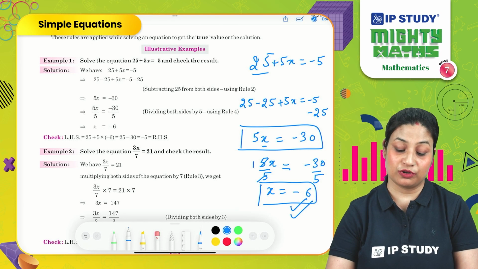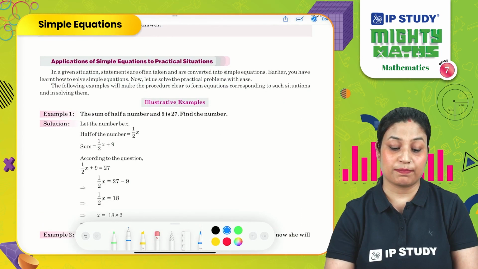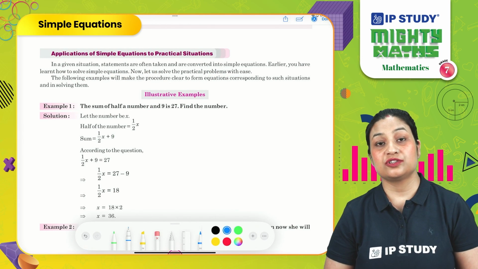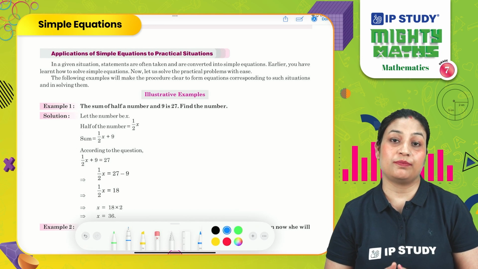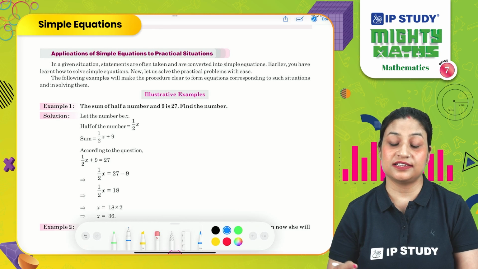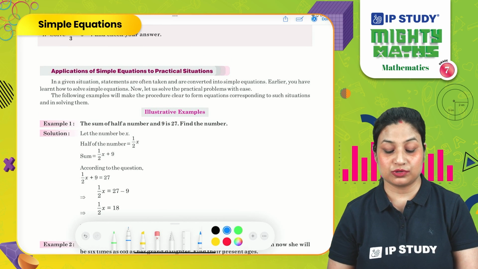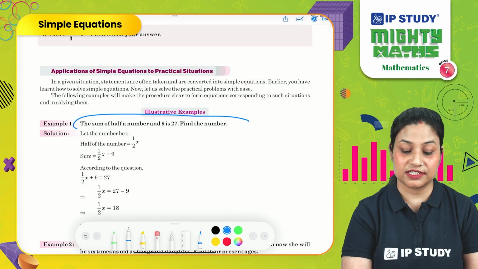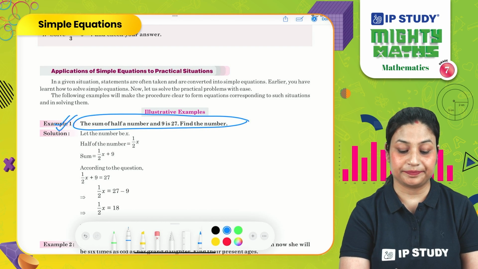Now let's move on to the next topic, and the next topic is application of simple equations to practical situations. Here we are going to take word problems dealing with linear equations. So let me take an example over here. Let's see how to solve these equations and find out the value of the unknown. Here, let's take example number 1.